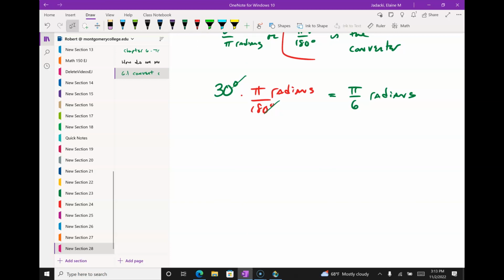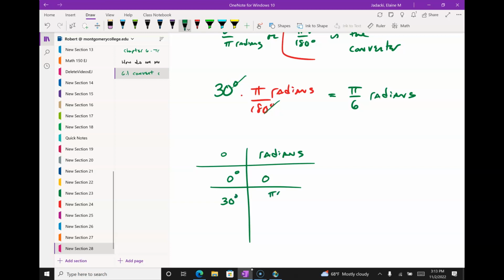We want to create our degrees, radians chart here. And we're going to start with 0. Of course, that's 0 radians. We're going to go to 30 degrees. That's pi over 6 radians. When I don't write radians, I'm assuming it's radians. If I want degrees, I must put the degree symbol. If I don't write anything, it's radians. If I have a degree symbol, it's degrees.